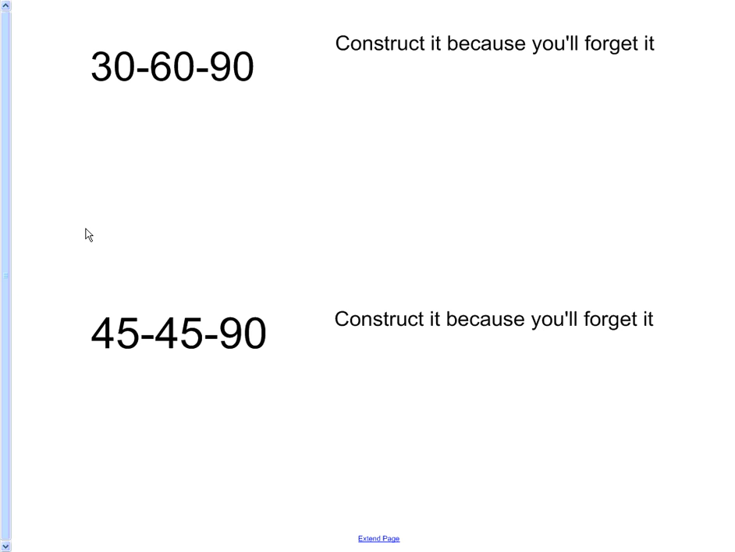Okay, I know you know that these two big triangles are kind of important from geometry. 30-60-90 and a 45-45-90. And I know that many of you have forgotten, and that's okay. It's normal to forget this. It's one of those things, if you don't use it, you're going to lose it.